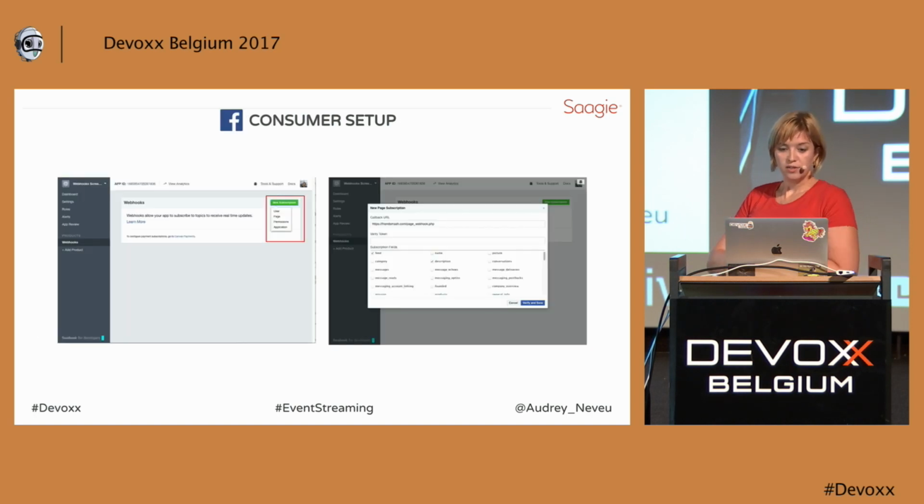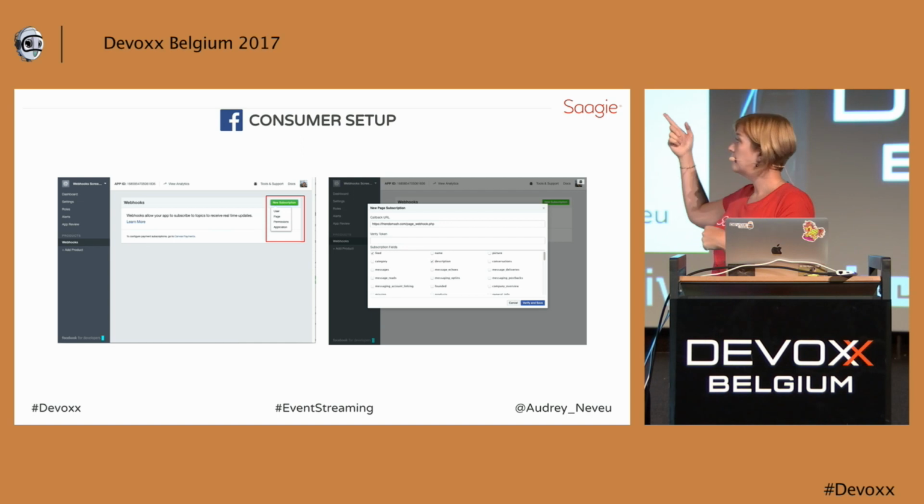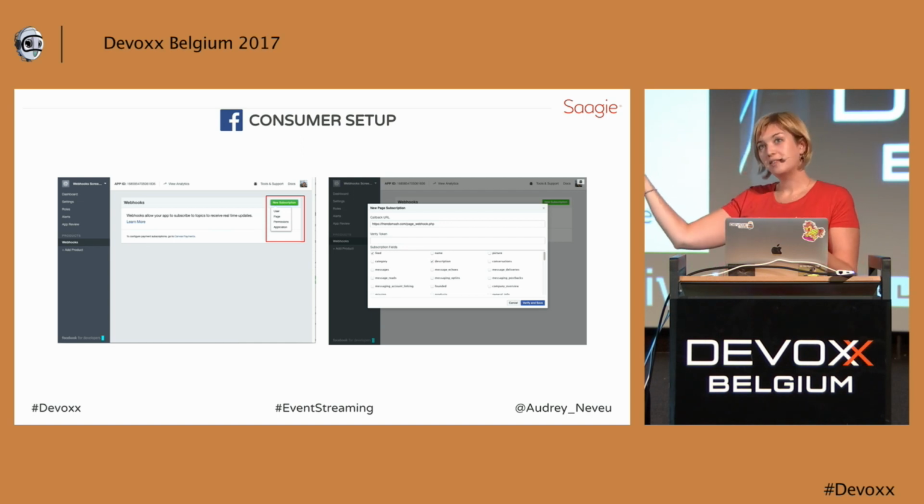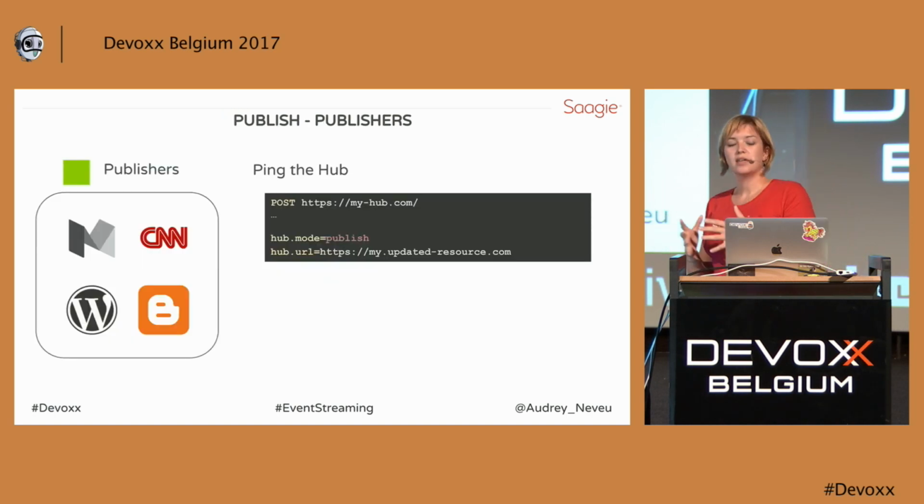So now looking at consumer setup, and I know it can be a little bit surprising, but I took Facebook as an example here because actually Facebook is one of the best examples you can find of a webhook. So when you want to create a subscription on Facebook, first of all, you get to choose between different topics, user, page, permissions, etc. And then you get to choose which fields you are interested in. And then we can start publishing.